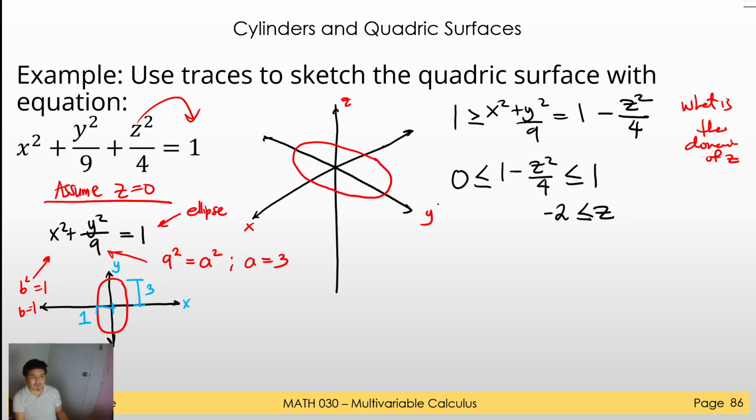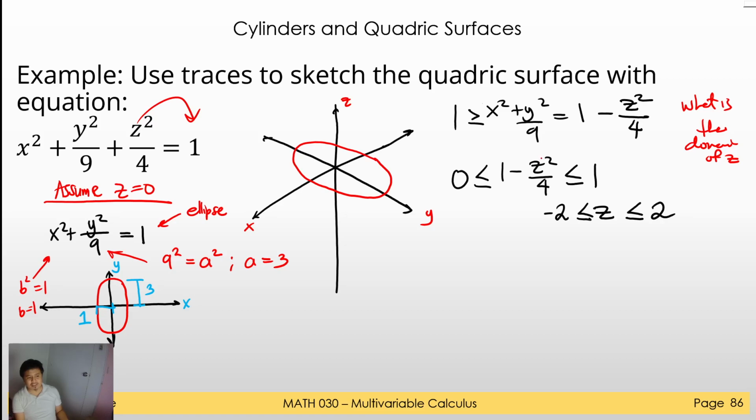This should be greater than or equal to 0, no? So we are solving these two equations. And this should be less than or equal to positive 2. So to make this one less than or equal to or within 0 and 1, the value of z here should be negative 2 or positive 2, right?